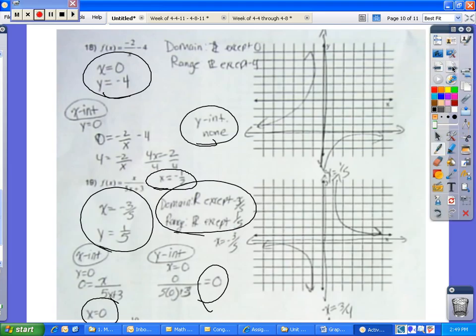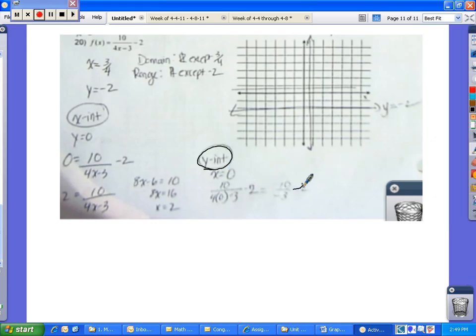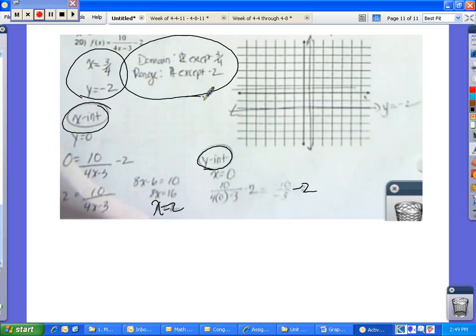Again, if you want to pause it. And finally, number 20, same thing. Your y-intercept is negative 2. Your x-intercept is 2. And your asymptotes are 3/4 and negative 2. Domain and range, and your graph.